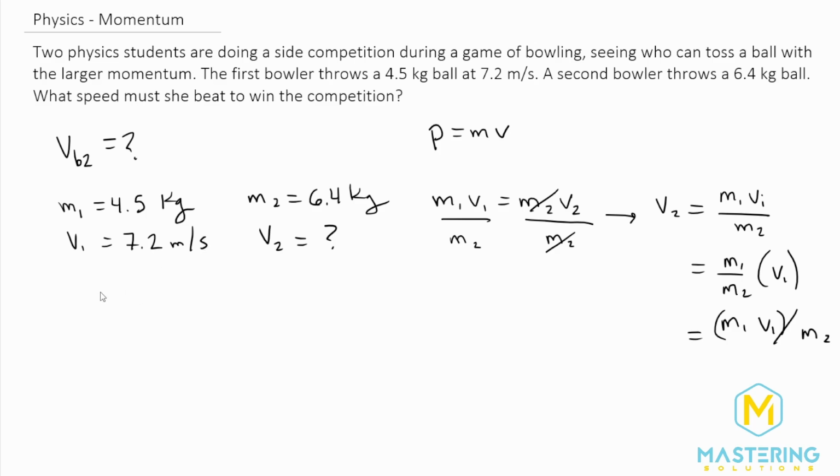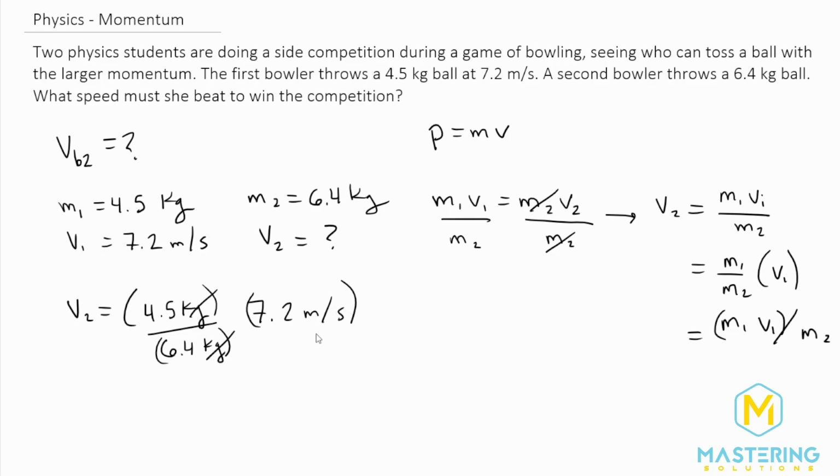So now let's plug the variables in. The velocity of the second bowling ball, of what she at least has to hit to tie and obviously get over to win, is m1, 4.5 kilograms, divided by the mass of the second bowling ball, which is 6.4 kilograms. And then we're going to multiply that by 7.2 meters per second. So when we cancel out the units, we're left with meters per second, and we're looking for a velocity so we know we're in the correct units and we've done our math correctly.